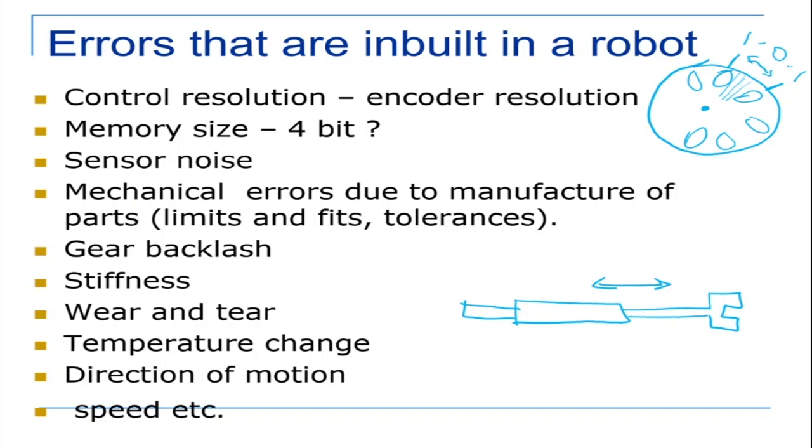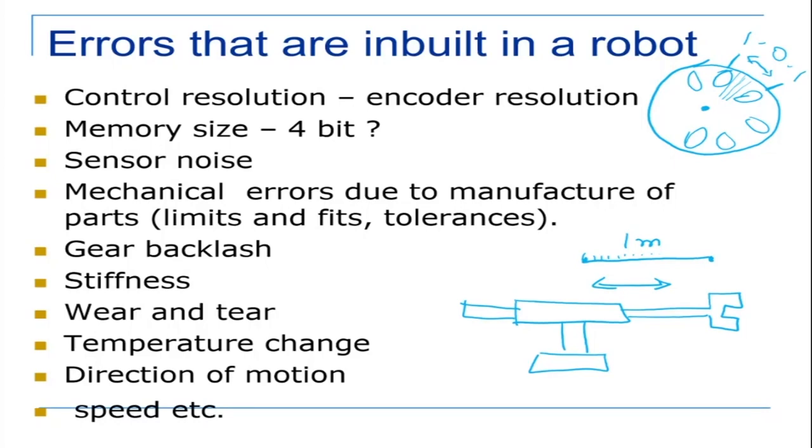Let me say the total range of the end effector is from here to here, just for example. Okay, and this is 1 meter. It can go maximum 1 meter. Now every point in that 1 meter, how many points would there be? There'll be infinite points.